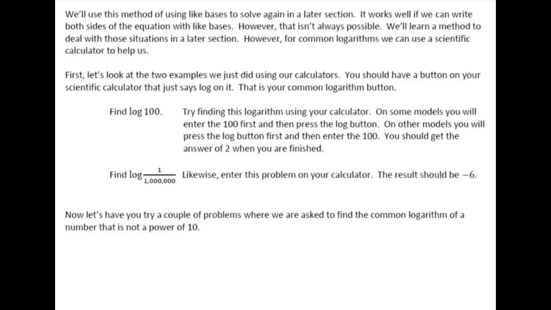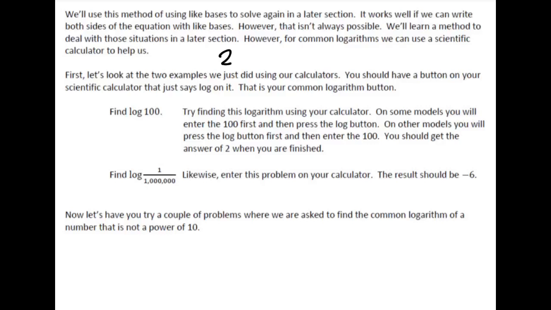Okay, a lot of writing on this screen, but let me explain what it says. What we did on those last couple problems, where we changed both sides to base 10: if both bases are the same, then both exponents have to be the same. That's a really good way of solving equations if you can.